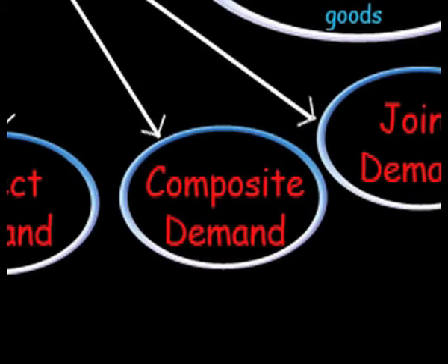The next category is composite demand. Certain commodities have multiple uses. Take an example of resources like coal and electricity. Both have multiple uses. The demand for such resources is called composite demand.